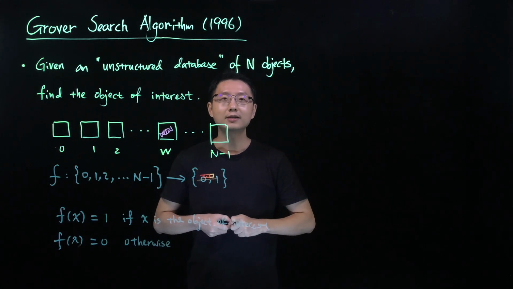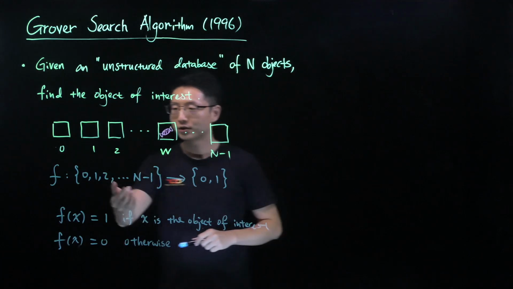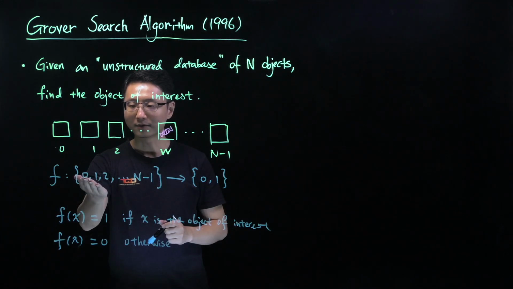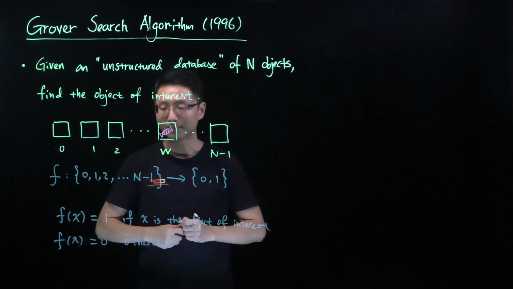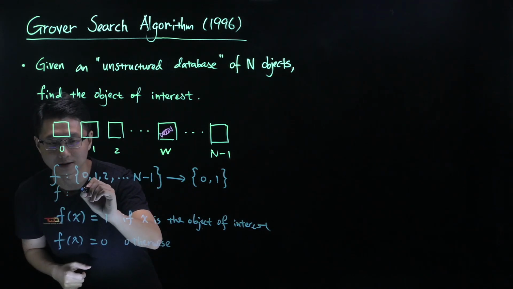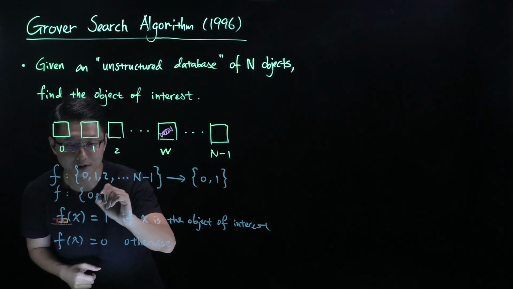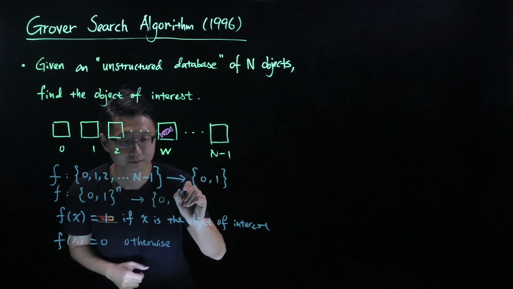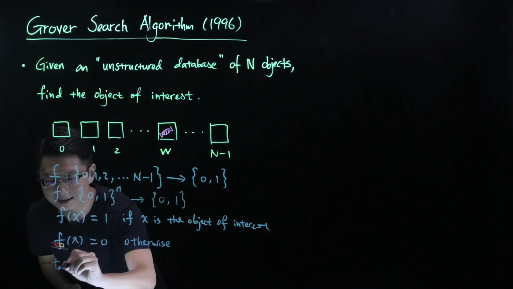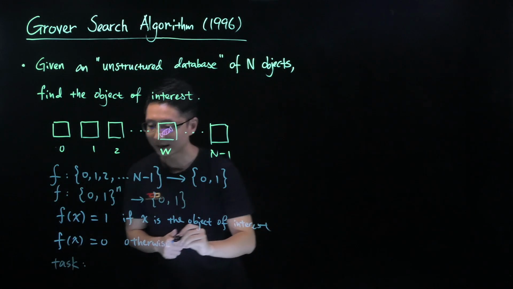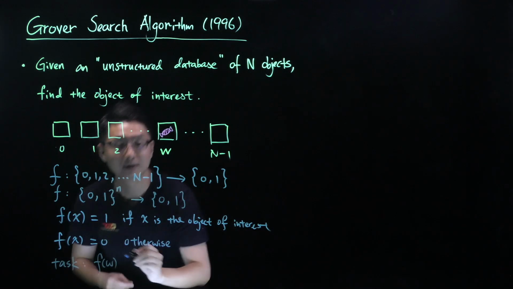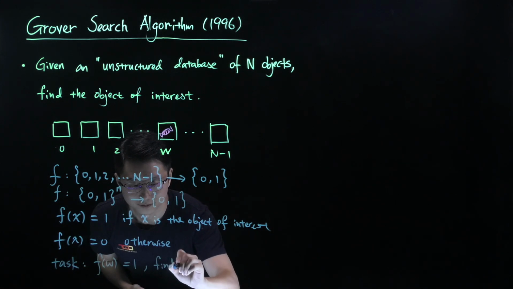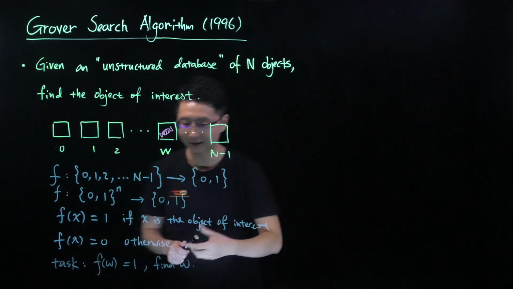It is often convenient, as we have seen in the Deutsch-Jozsa algorithm, to denote this N objects, rather than counting from 0, 1, 2 all the way to N minus 1, as an n-bit string. So I will equivalently write this as the input is an n-bit string, and the output is 0 or 1. So here, our task is basically to find this box that contains the candy. So we have to find this w.